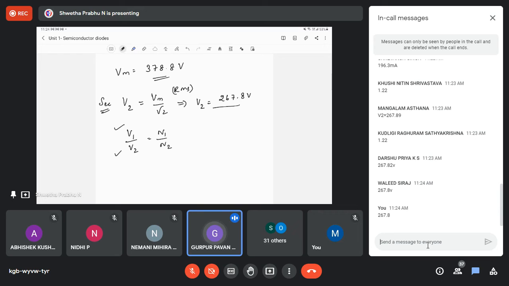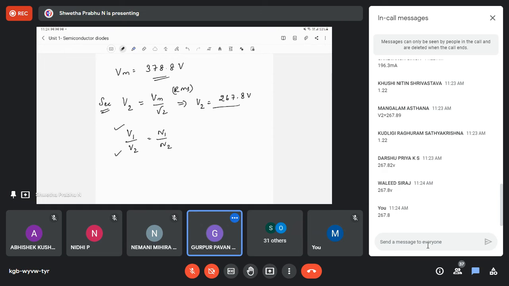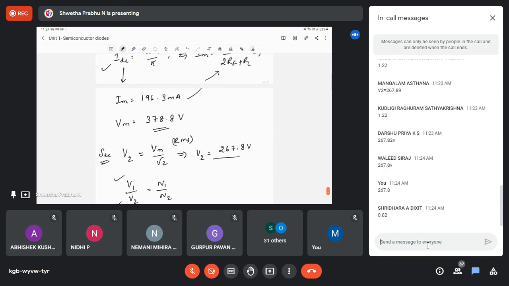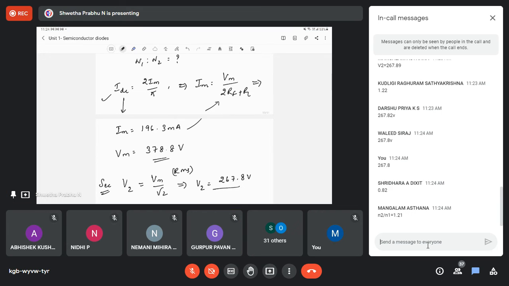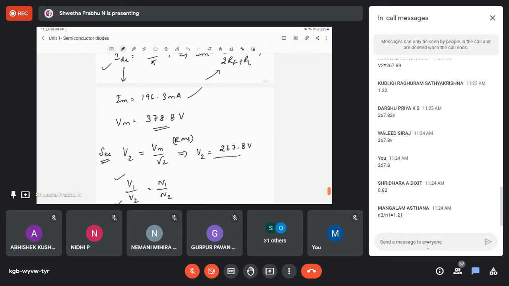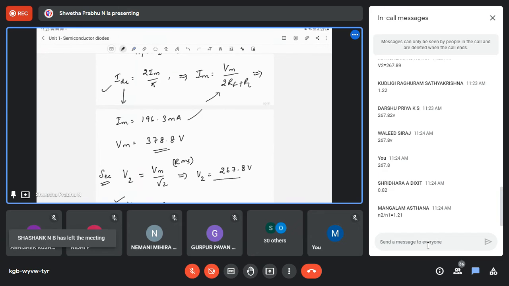And here, how did we get Vm? See, by using this relation, Im equals Vm divided by 2 Rf plus RL. But how is Vm 378.8 volts? Did you calculate Im?